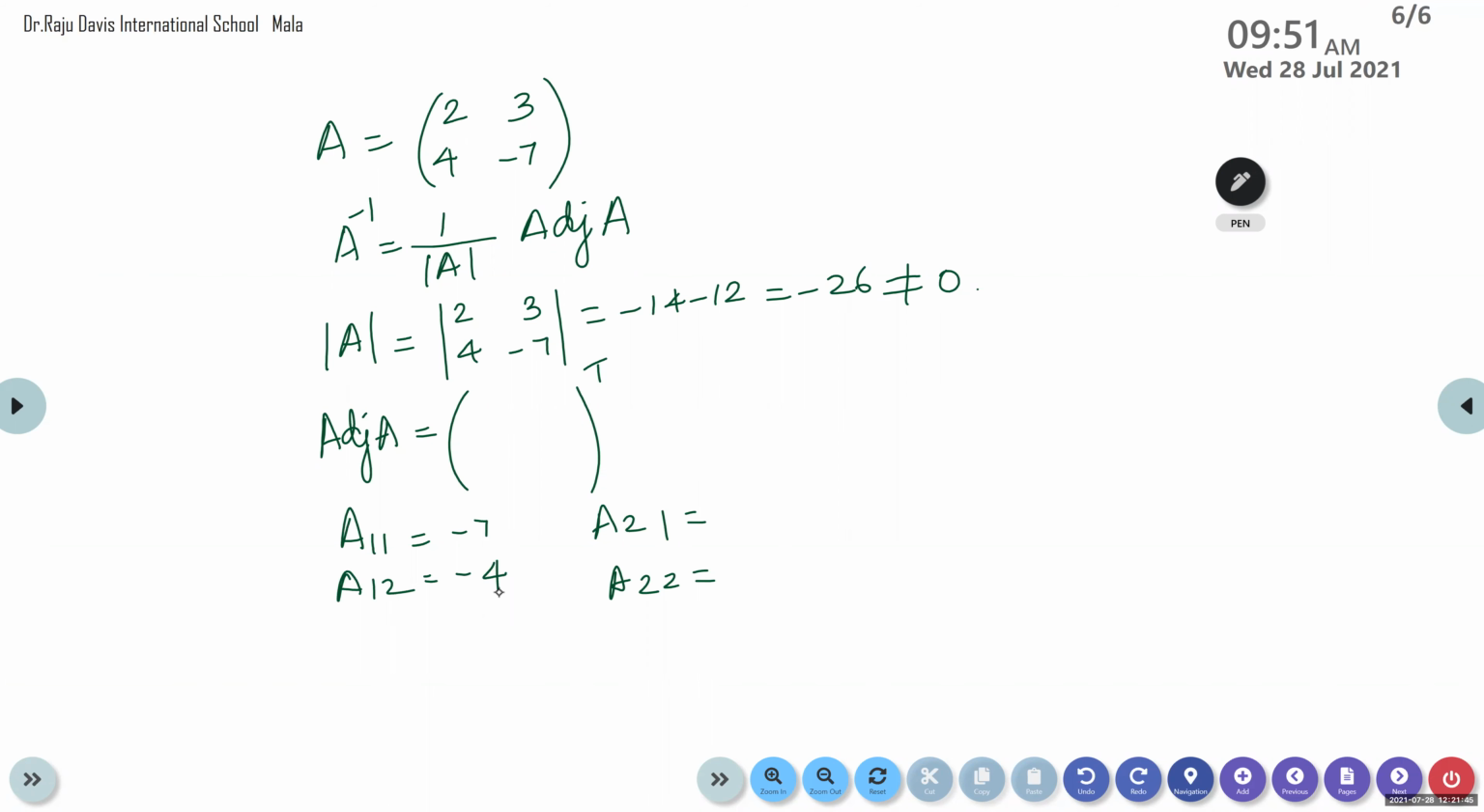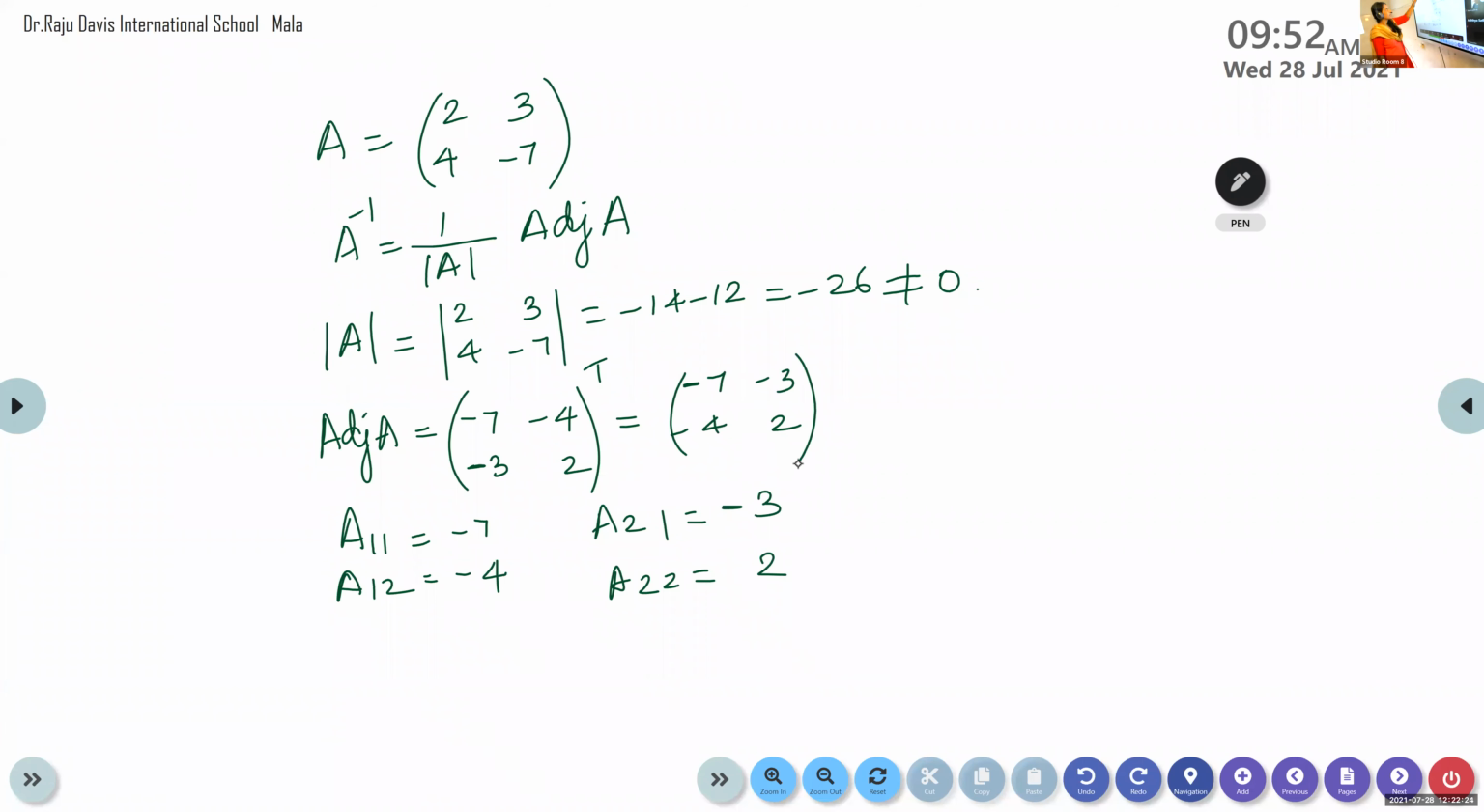What is A21? Second row, first column, which is 3, so it is negative 3. If the sum of the position values is odd, you should put a minus. The next one is 2. After finding this, write it in the adjoint: minus 7, minus 4, minus 3, 2. And when you take the transpose, we get minus 7, minus 3, minus 4, 2.